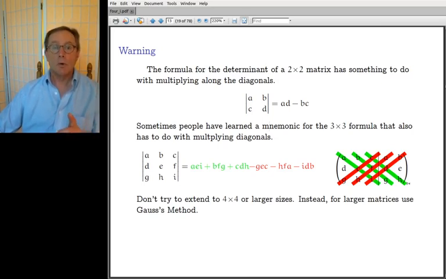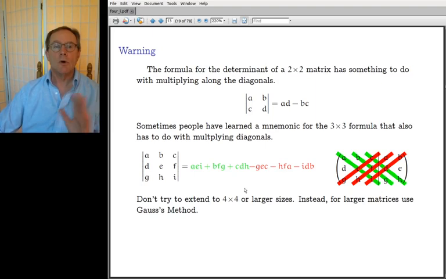But I want to warn a person who may be misled. So I learned in calculus 3, you write down the first two columns. Then you multiply down those diagonals, the A, E, I, the B, F, G, the C, D, H, see them there? And then you subtract the backwards diagonals, the G, E, C, the H, F, A, and the I, D, B. And a person says, well, that's kind of like this. There's a forward diagonal, there's a backward diagonal. You subtract the backward diagonal.